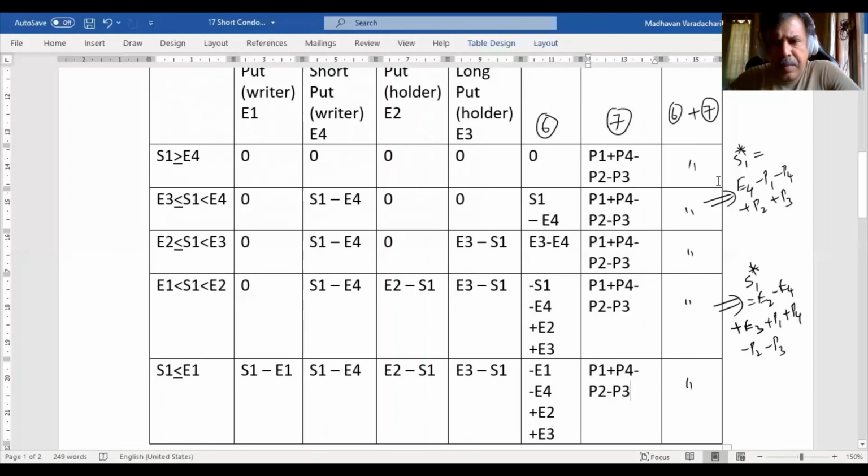Here what happened is I retained S1 on the left side and took everything to the other side, which means all the signs will change. Negative E4 becomes positive, P1 becomes negative, P4 becomes negative, P2 becomes positive because there is a negative here, P3 becomes positive. So these are the break-even prices.